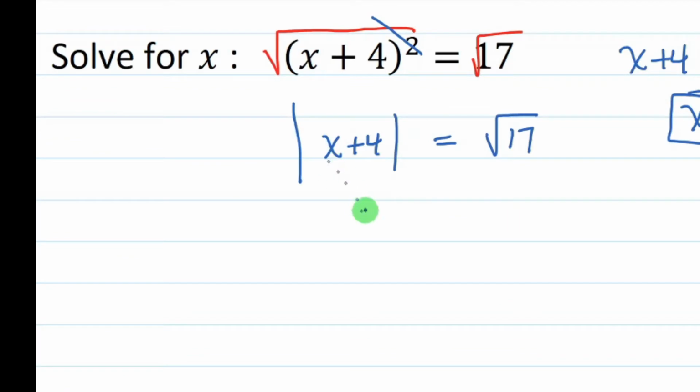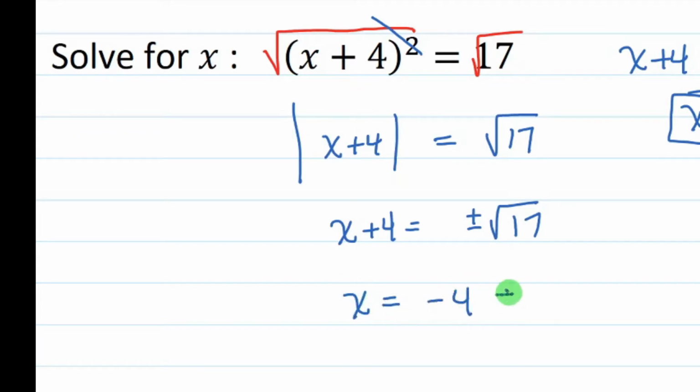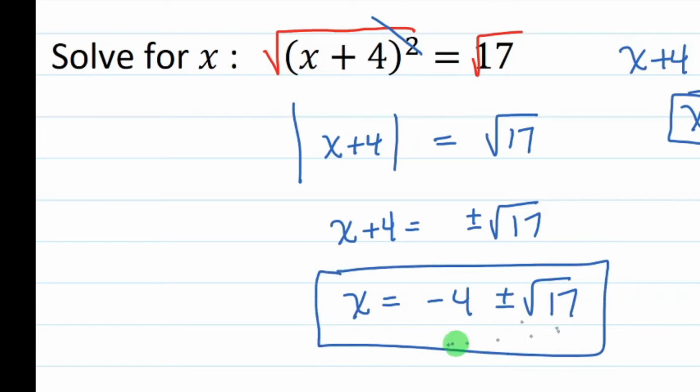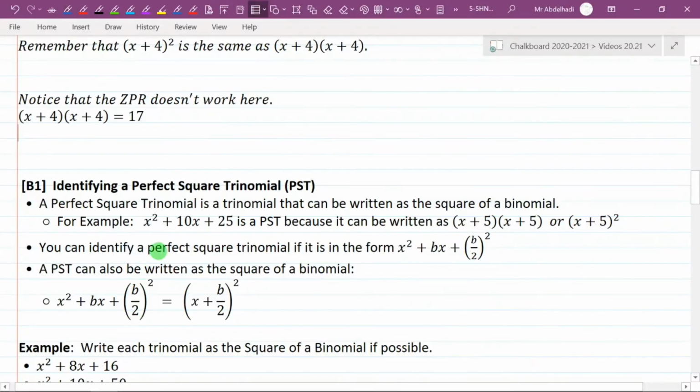When you drop the bars, this becomes x plus 4, and dropping the bars creates a plus or minus on the other side because of the t-barring. So it's an implied t-bar, so to speak. And then subtract 4 from both sides, and you get negative 4 plus or minus the square root of 17, and you can box that. Understand that is two answers. That's negative 4 plus and negative 4 minus the square root of 17. Those two different answers. Let's go to this example right here.